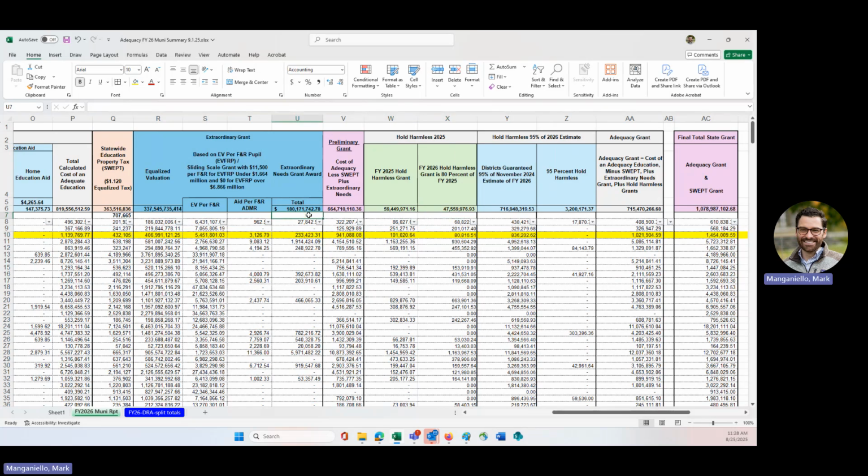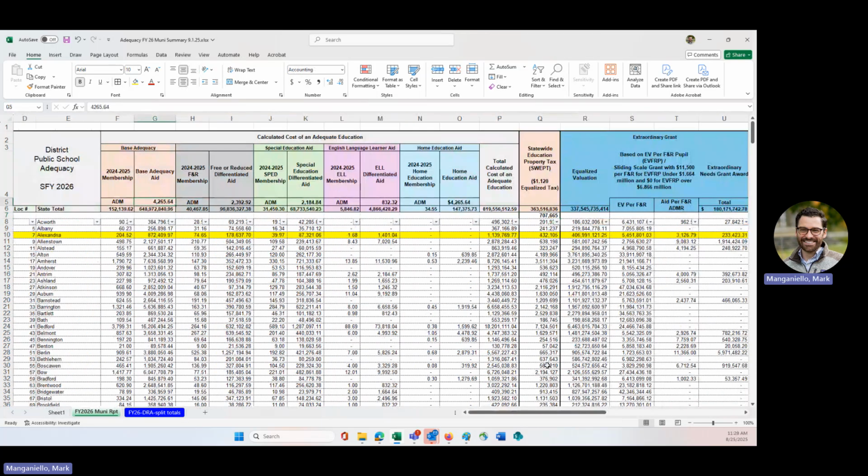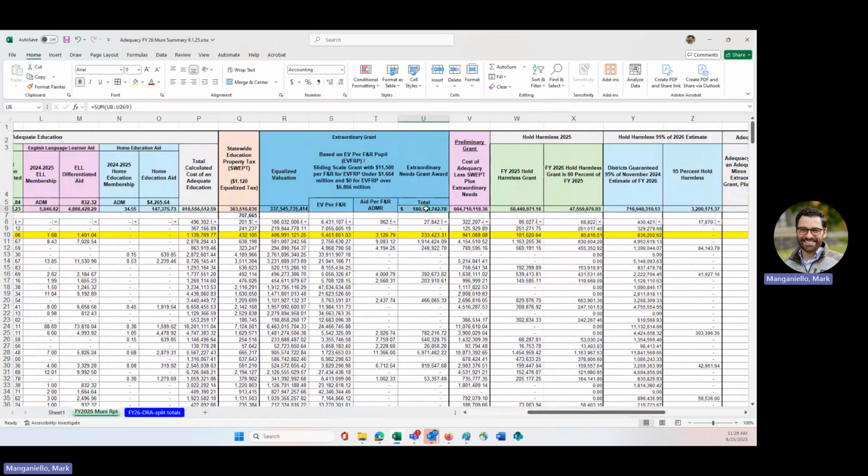With your community, what happened with the Hold Harmless grant is it's based on the estimate the state came up with for your community and funding prior to major changes in the funding formula happening in fiscal year 24. So what we estimated you would receive in fiscal year 24 prior to major changes being made, there was a Hold Harmless grant in place. What happened in fiscal year 24 is we increased base adequacy aid, and we increased the Extraordinary Needs Grant, and we got rid of stabilization grants.